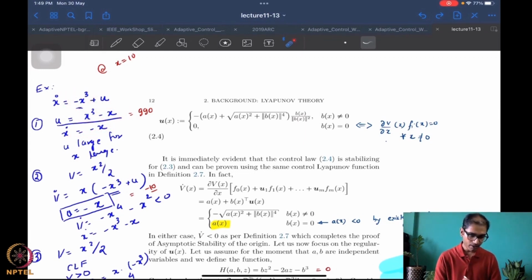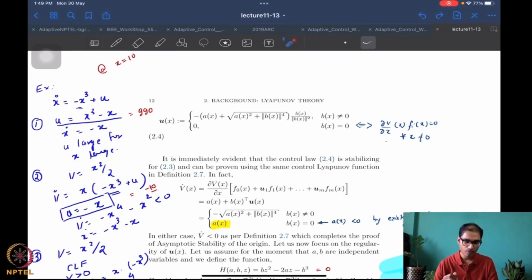What happens? Because of the structure of the control, u is large when x is large. If x is 10, then this takes the value 990. Now the second kind of design is when I use a V, which is possibly a control Lyapunov function.